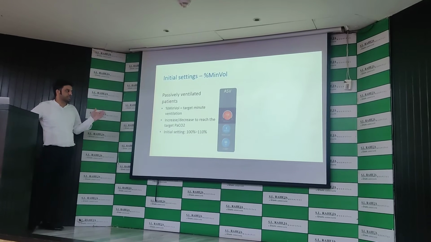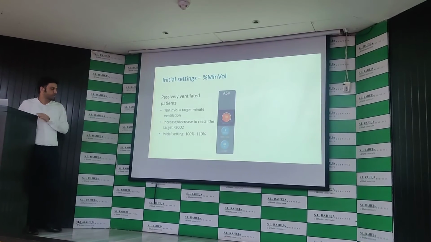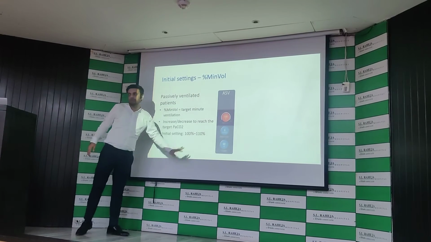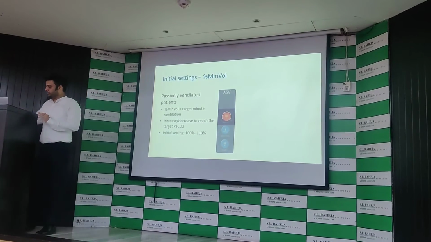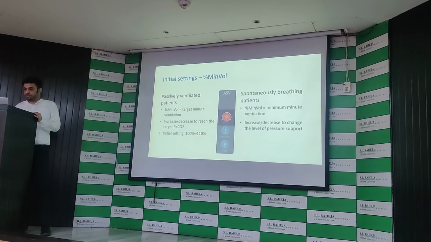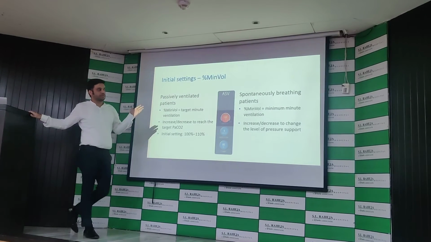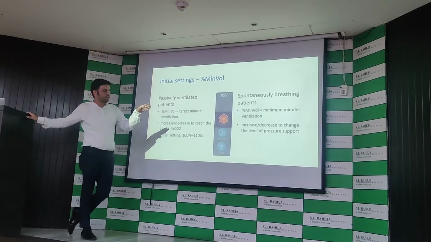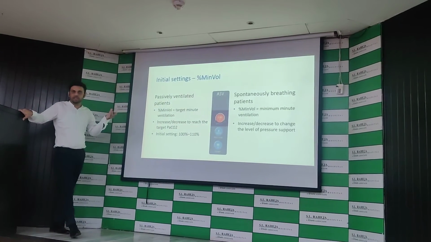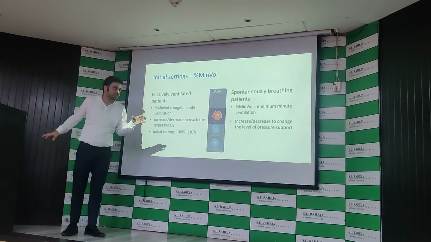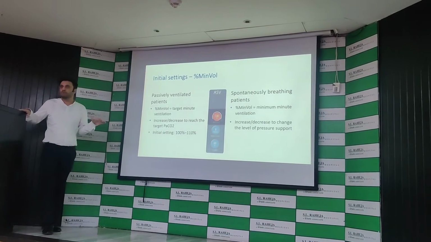Then similarly, it can be increased or decreased to reach the target PaCO2. The initial setting would be 100 to 110% for normal lung conditions. For spontaneously breathing patients, you can also achieve the minimum minute ventilation. So you can decrease the minute ventilation if you get the patient's spontaneous activity, and it will again decrease to change the level of pressure support.